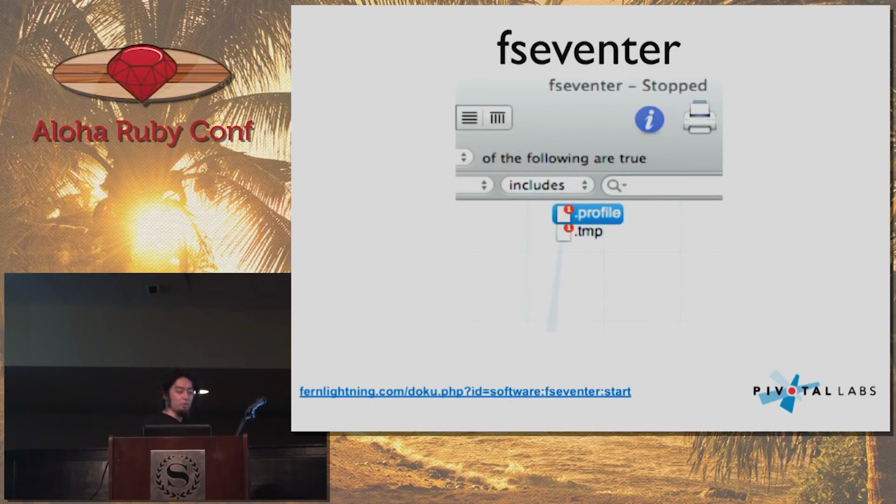There's actually tools that can help you catch something like this. fseventer is one of those. You can turn it on and it'll watch for file system changes. So this is pretty nice. You can start it up, do a gem install, and in this case, it'll tell you, hey, your .profile changed, and hey, there's a .temp file. You might want to go check those things out.